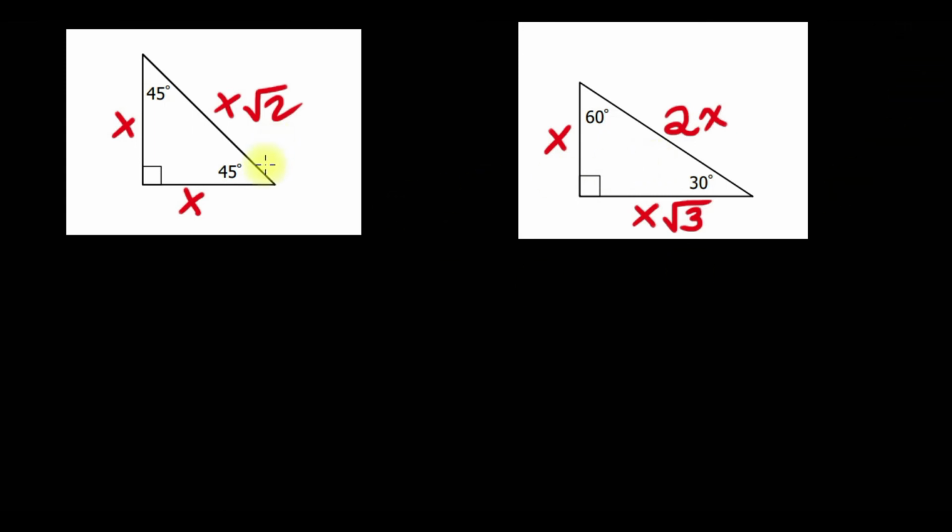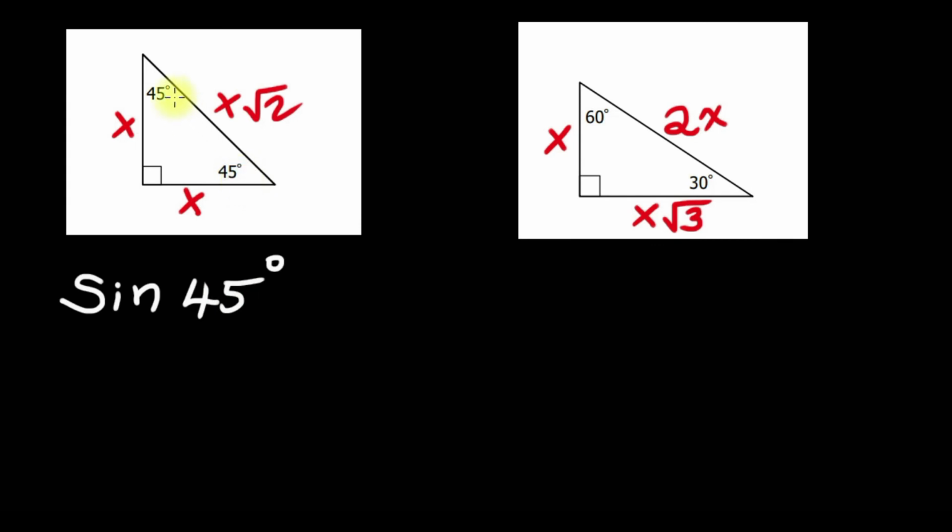Now we are going to use what we know here to find the values of the trig ratios. The first one we're going to look at is sine of 45 degrees.